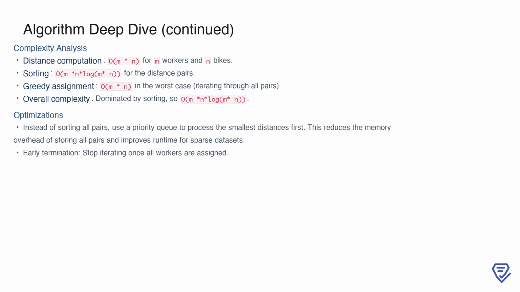To optimize the algorithm, we could use a priority queue to process the smallest distances first, avoiding the need to store and sort all distance pairs at once. This would reduce memory overhead and improve runtime for sparse datasets. Additionally, we can terminate the iteration early once all workers have been assigned, saving unnecessary processing.